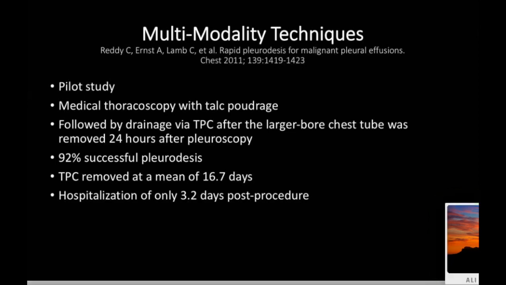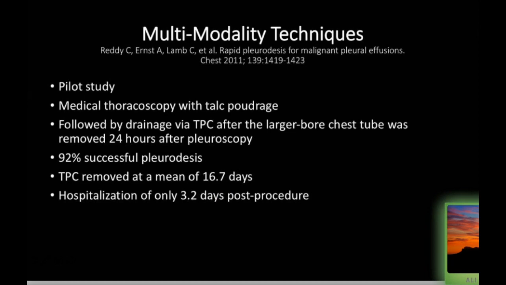clog the pleural catheter. So they wanted to get all the fluid out, and clean up the space, and then send the patients home after a couple of days, which was about 3.2 days in their study. They had 92% successful pleurodesis. It's a very high success rate, and tunneled pleural catheters were removed in about 17 days as opposed to usual, depending on what study you look at, 50-60% success rate in 30-40 days.